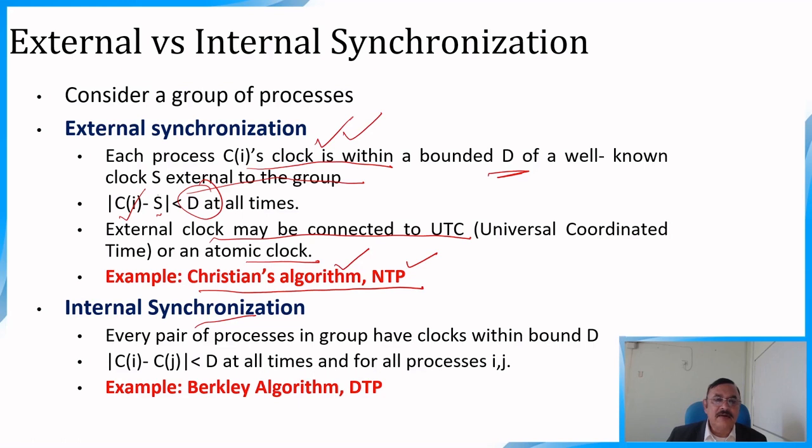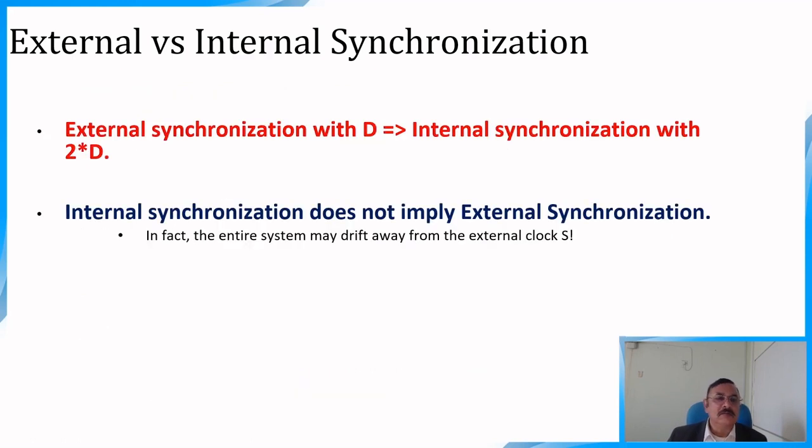Internal synchronization does not require an external universal coordinated time or an atomic clock. Every pair of processes in a group has clocks within the bound D. That is, if we take two processes with internal clocks Ci and Cj, the absolute value of their difference should be bounded by D at all points of time, then it is called internal synchronization. Two algorithms commonly used for internal synchronization are the Berkeley algorithm and the Data Center Time Protocol. External synchronization with D implies internal synchronization with 2D. That is, internal synchronization does not imply that external synchronization is achieved.